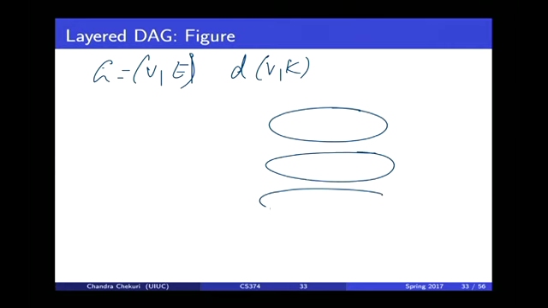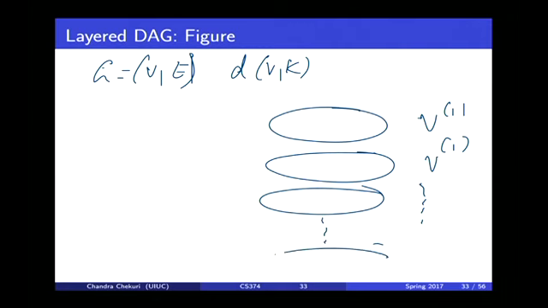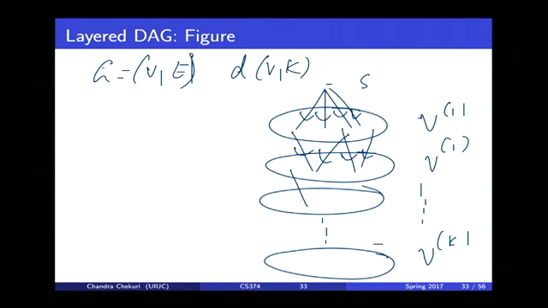Create many copies of the graph. So this is V1, V2, and so on. Does this graph make sense? I have an original graph G, and I create a k-layered graph out of that. How did I do that? I took the vertices and made one copy, two copies, three copies, k copies.